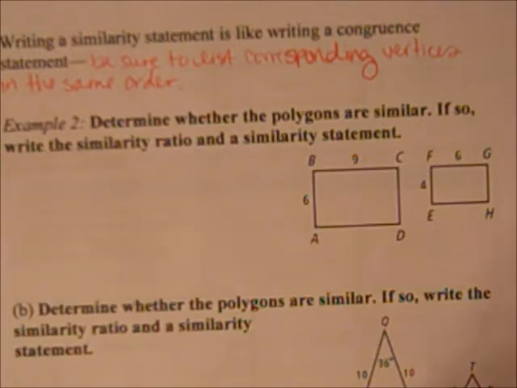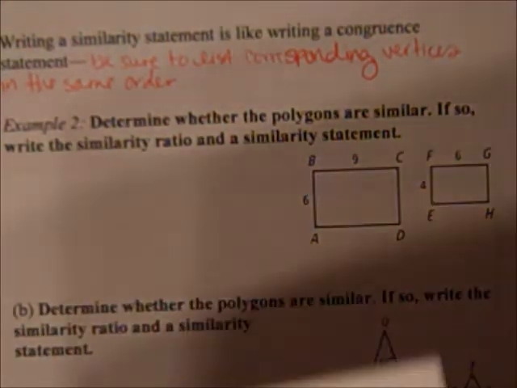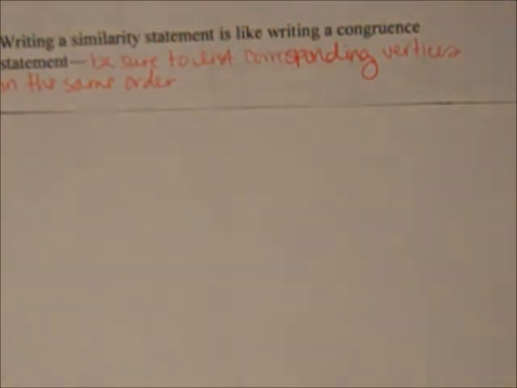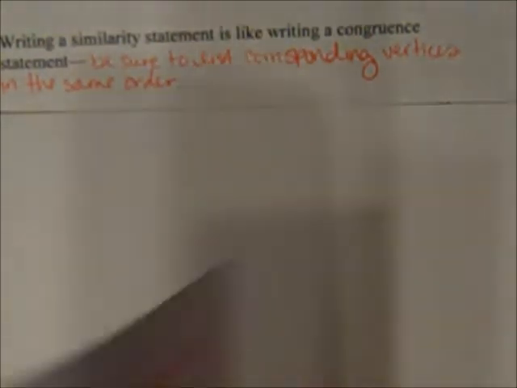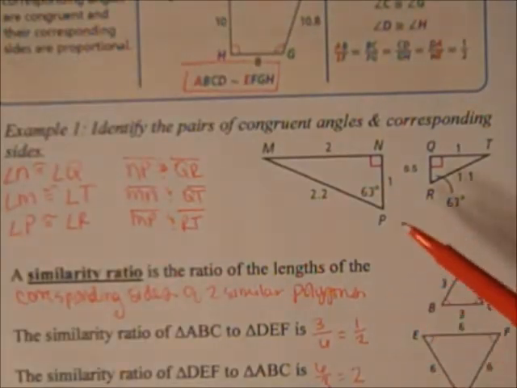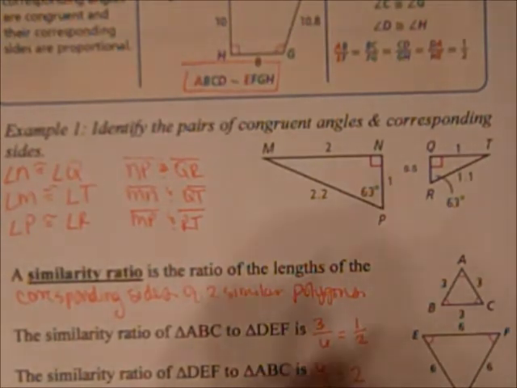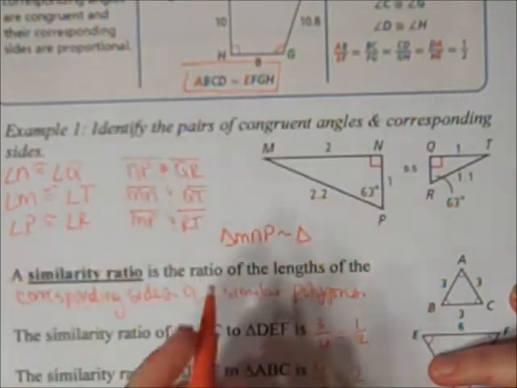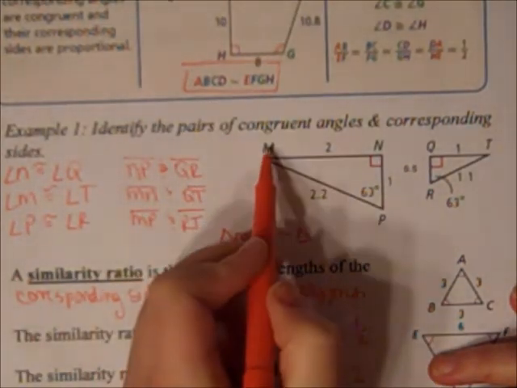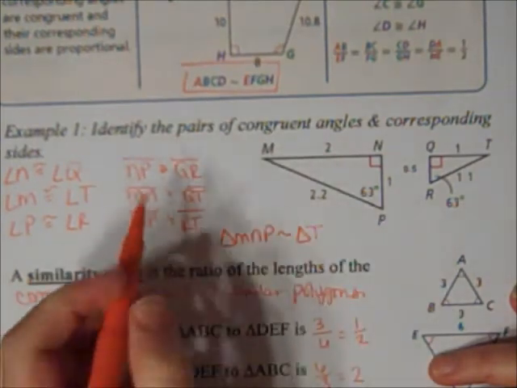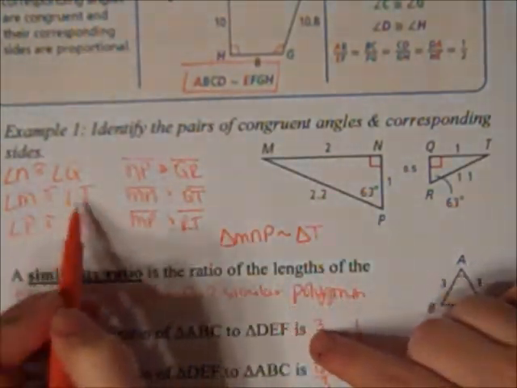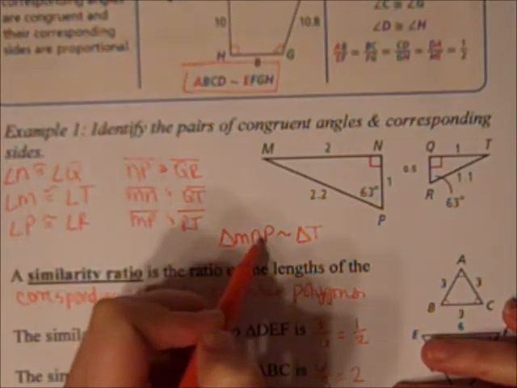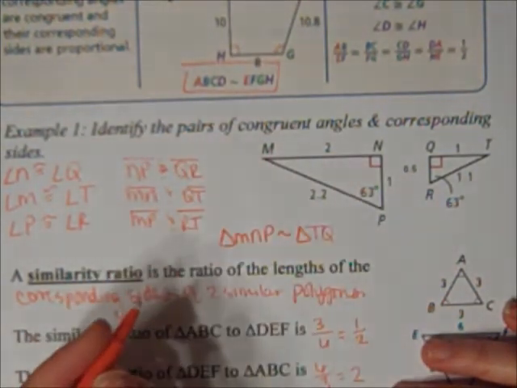Alright. Writing a similarity statement is the same as writing a congruent statement. You want to be sure to list the corresponding vertices in the same order. So let's go back to this example on the other page. If I wanted to write a similarity statement for this, if I wrote triangle MNP is similar, I have to make sure to do this in the right order. So if I said M first, then I have to say T first, because M and T are the ones that belong together. N came in the middle, so that means Q is in the middle over here.